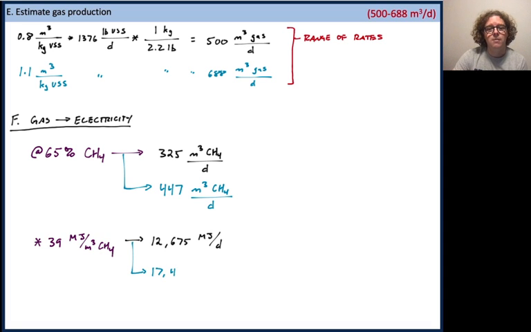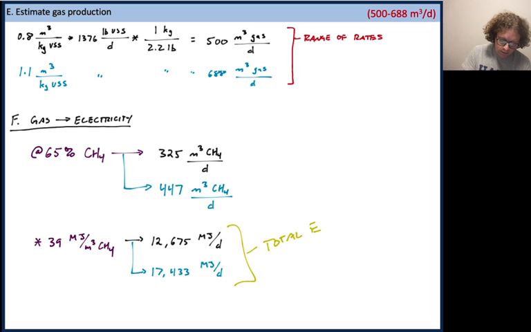We were also given that methane contains about 39 megajoules per cubic meter. And so that suggests that on a daily basis, we're anywhere from about 12,700 to 17,400 megajoules that we can yield in terms of the total energy within the gases. And just to really be clear here, this is total energy in the methane gas. That's not the energy that we can effectively use as electricity. That's the total amount of energy that's caught up in those bonds.